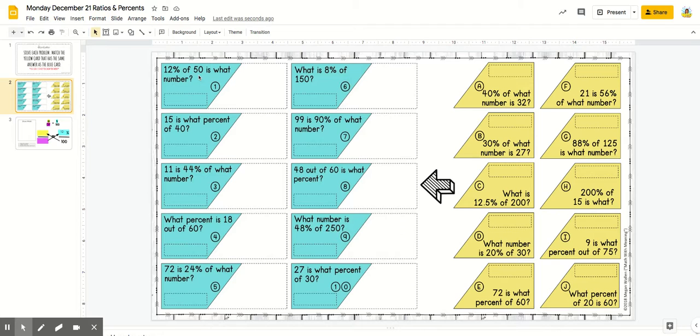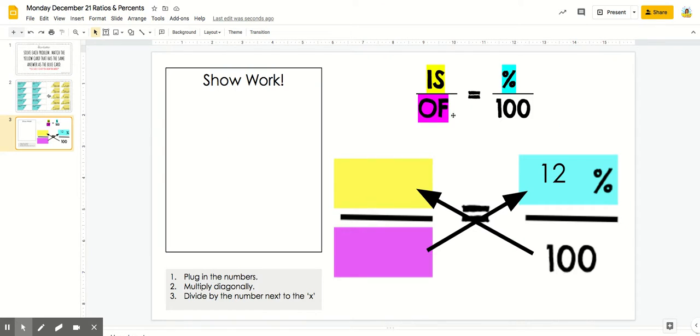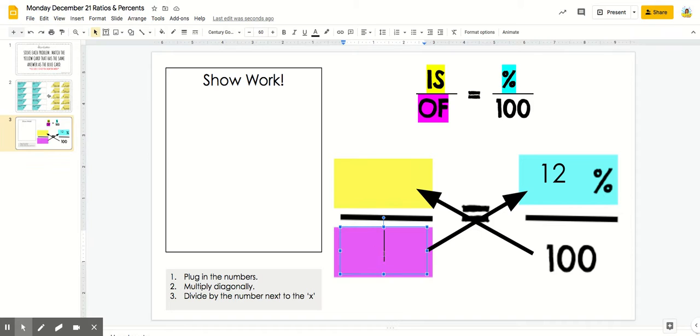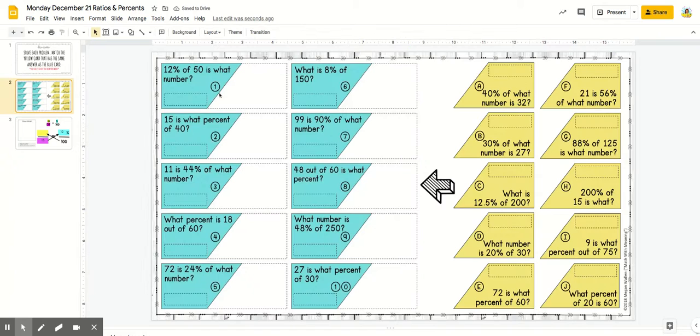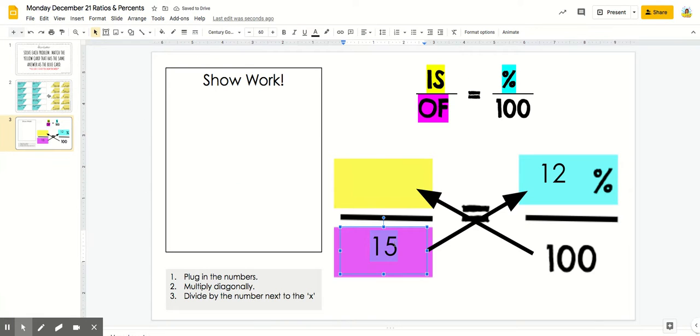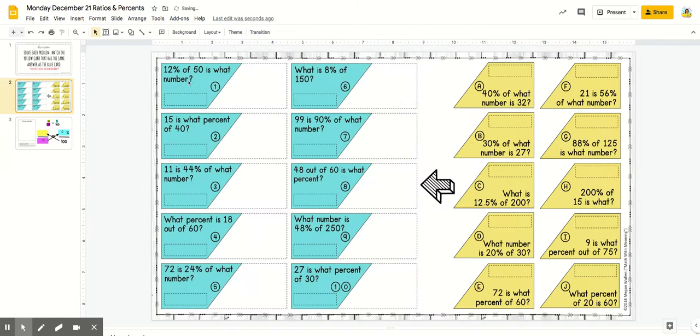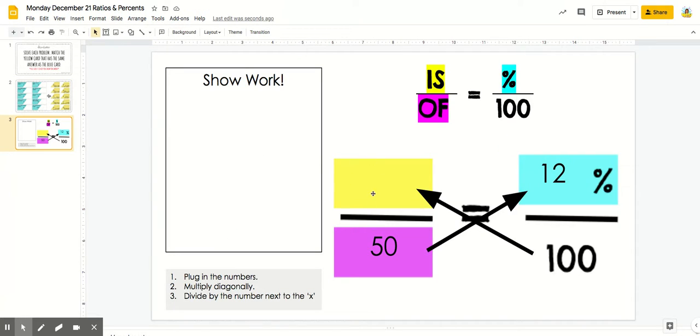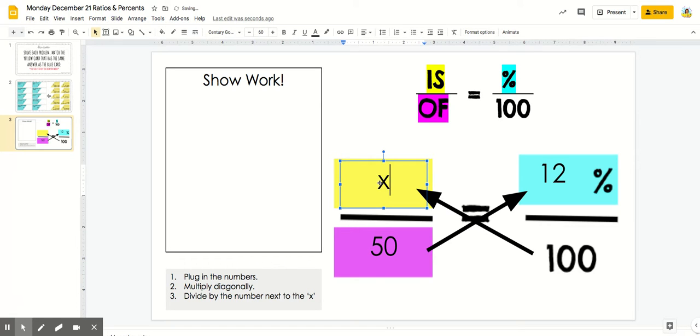Of 50. Because I have the word of, I can see that is my pink or purple box, so I would put my 50 there. There were no other numbers given in problem number 1, therefore I know that my yellow box, or my is, is where I will put my letter X. That is what we are trying to solve for.